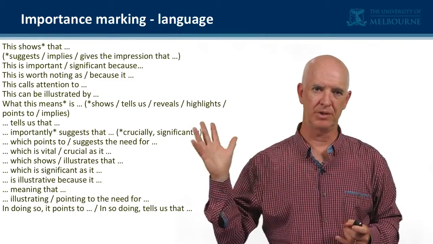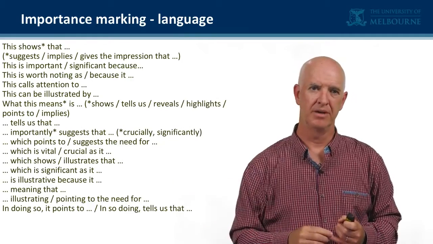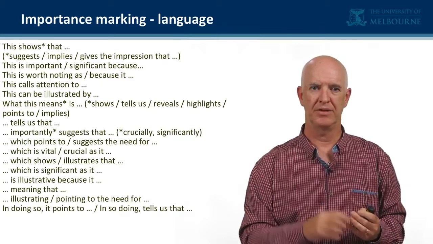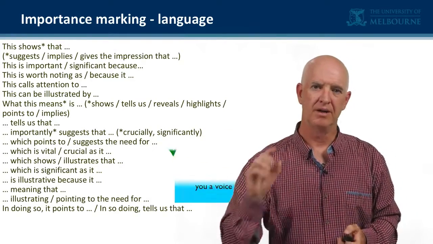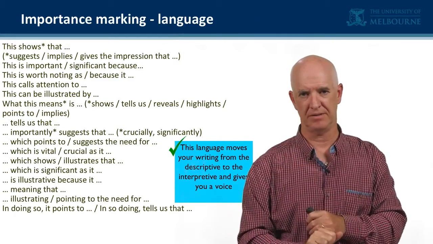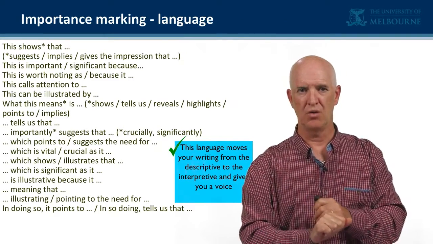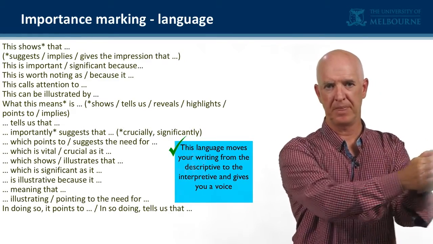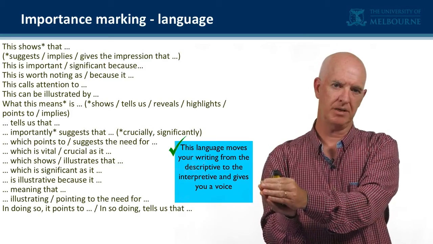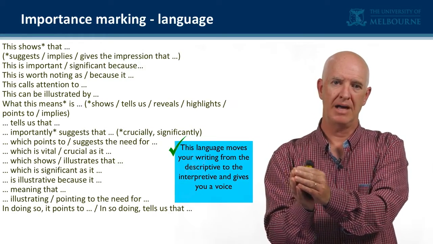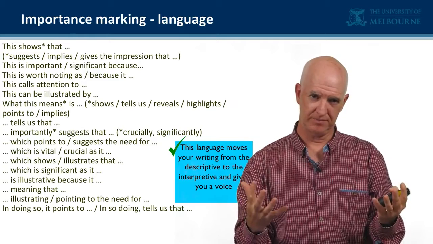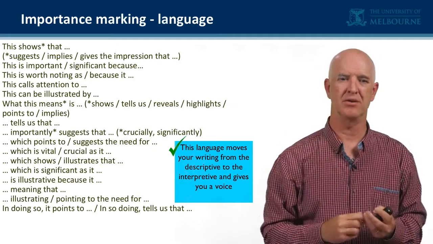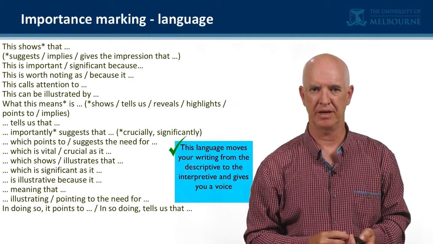Look at this type of language which is listed here. This shows, this suggests, this calls attention to, this is significant because, this is vital. This type of language is fantastic to show your reaction to ideas. It moves the writing from the descriptive into the interpretive, which is what academic markers want. And it really gives you a voice. Students often ask me, how do I show my voice in my writing? This is how you do it, by providing this type of interpretive language.